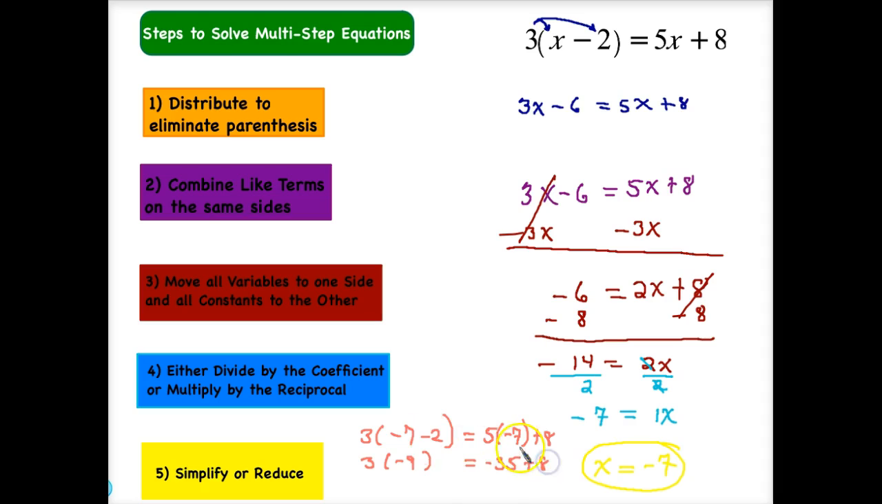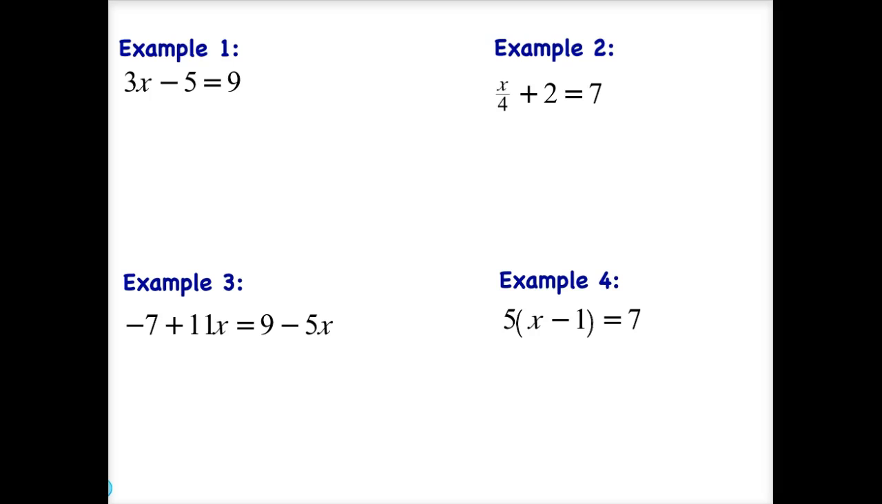Notice I'm keeping track of my order of operations. 3 times negative 9 is negative 27. And negative 35 plus 8 is also negative 27. So my check says I did a good job over here solving, and my answer is truly x equals negative 7. Let's wrap up this video lesson by having you try some examples on your own, and then we'll compare.